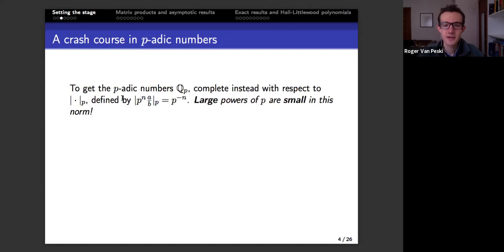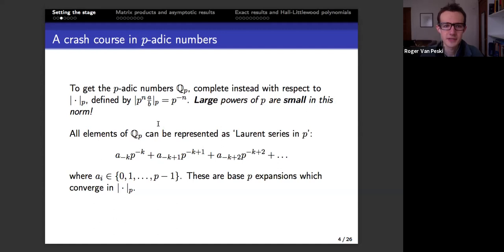To get the p-adic numbers, Q_p, you do the same thing. You complete with respect to some norm, but it's a different norm, which I've written absolute value sub p. And it's defined by, if you have a non-zero rational number, you can write it as some power of p times a fraction coprime to p. And then you just define the absolute value to be p to the minus n. So rational numbers divisible by a high power of p are very small in this norm.